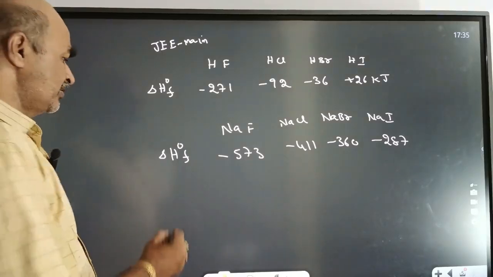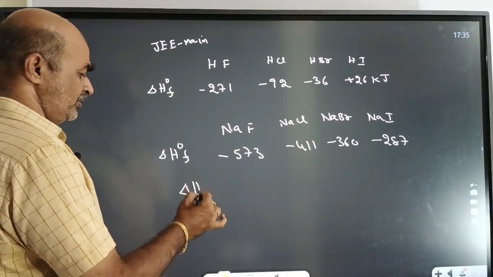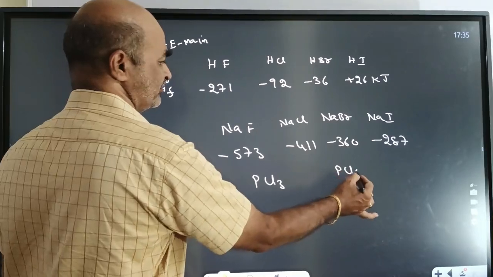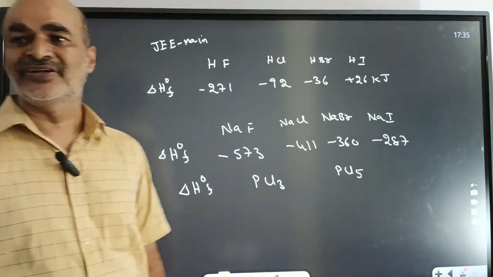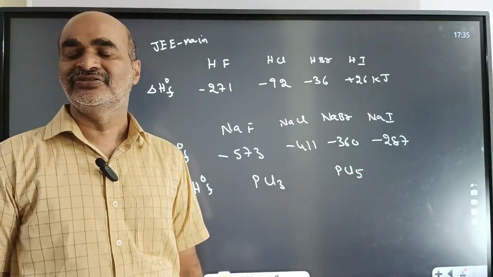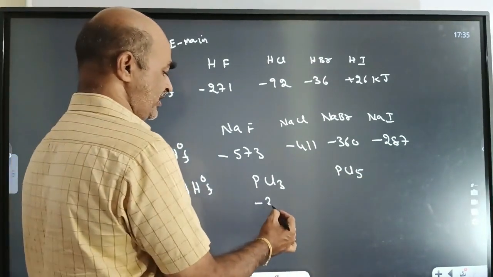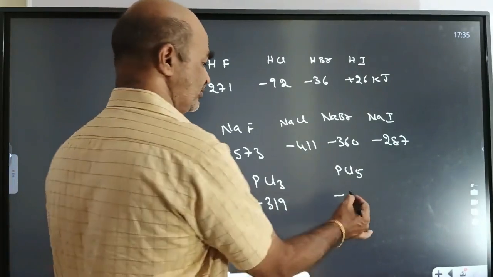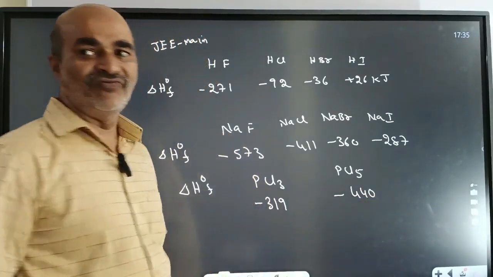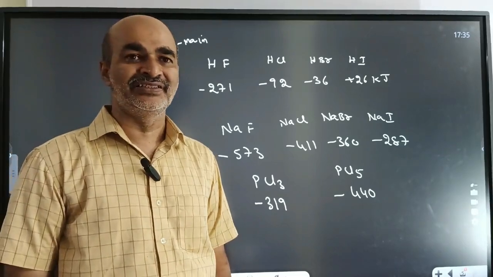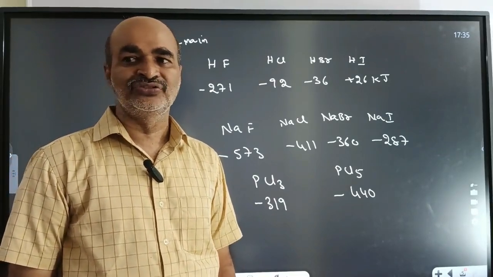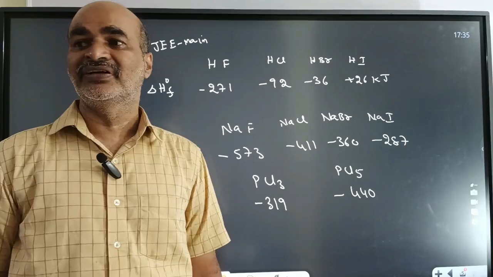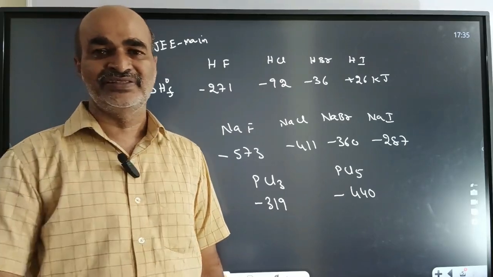Next, enthalpy of formation of PCl3 and PCl5. Enthalpy of formation of PCl3 is minus 319 kilojoules, and PCl5 is minus 440 kilojoules. So PCl5 is thermodynamically more stable than PCl3.